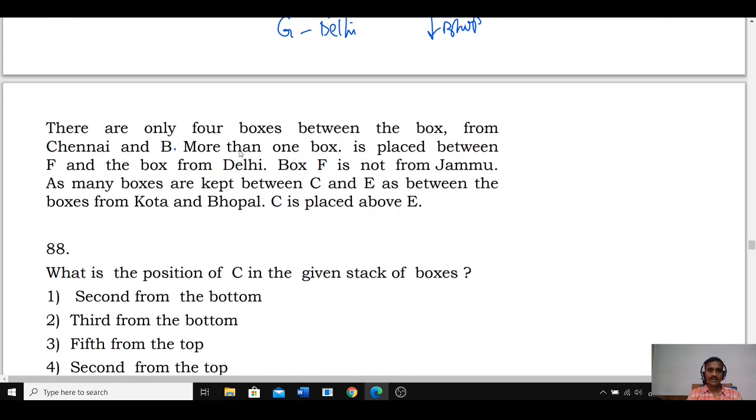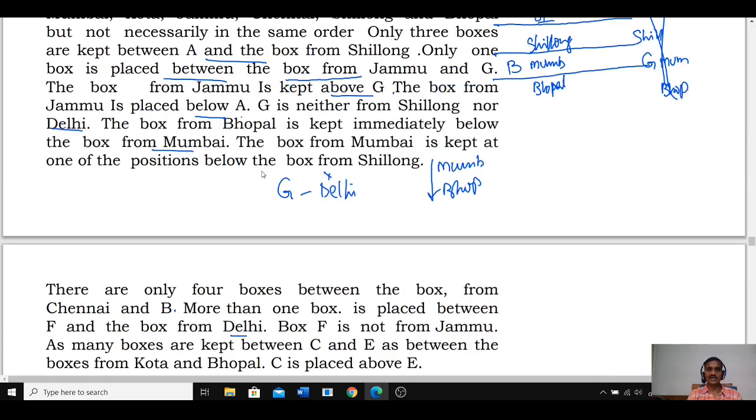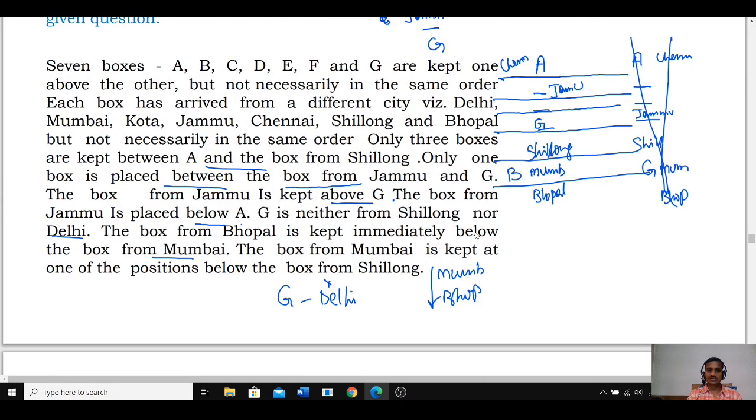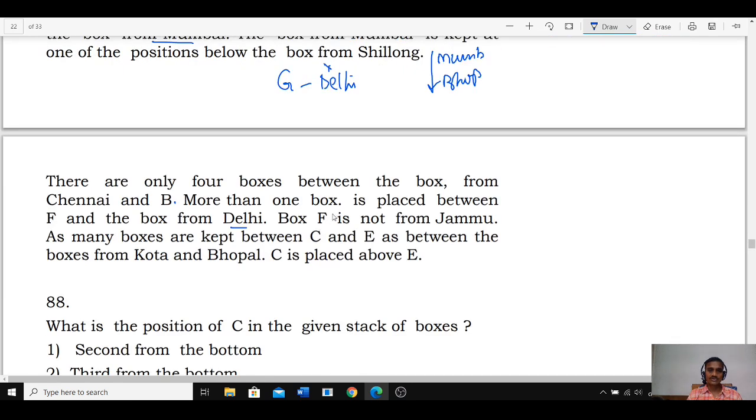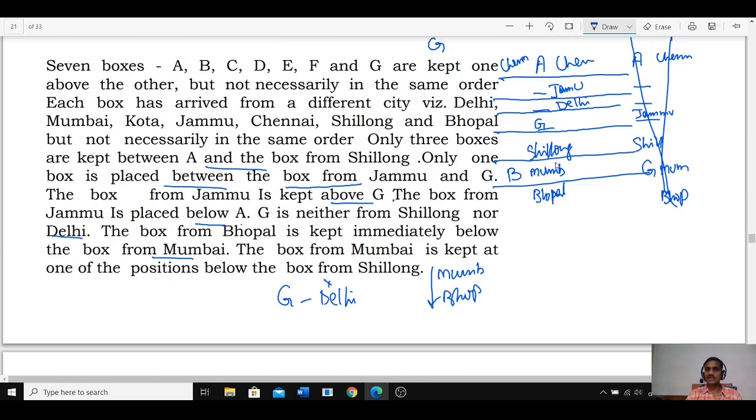And next one. More than one box is placed between F and Delhi. And G is not from Delhi. Chennai is done. Jammu, G is not Delhi. Hence this is Delhi. And if it is Delhi, more than one box is placed between F and Delhi. Suppose F is here, there is only one box. F cannot be here. Hence F must be at the bottom. F is Bhopal. More than one box between. Hence A, G, B, F were done.